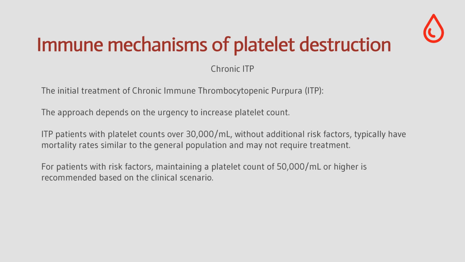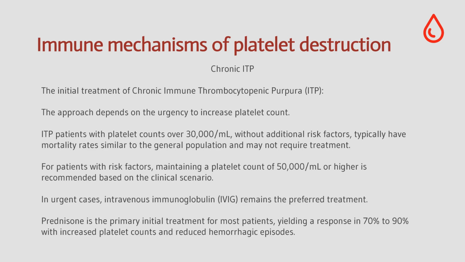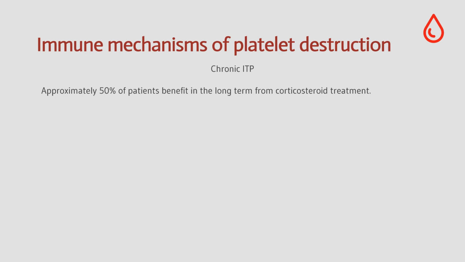For patients with risk factors, maintaining a platelet count of 50,000 per milliliter or higher is recommended based on the clinical scenario. In urgent cases, intravenous immunoglobulin, IVIG, remains the preferred treatment. Prednisone is the primary initial treatment for most patients, yielding a response in 70% to 90% with increased platelet counts and reduced hemorrhagic episodes. Approximately 50% of patients benefit in the long term from corticosteroid treatment.